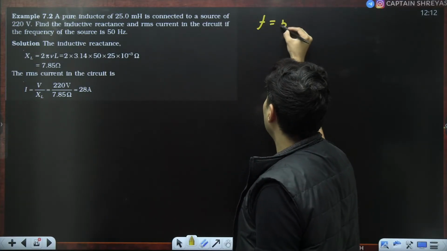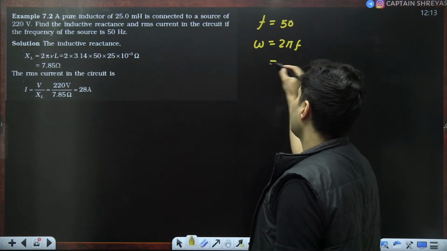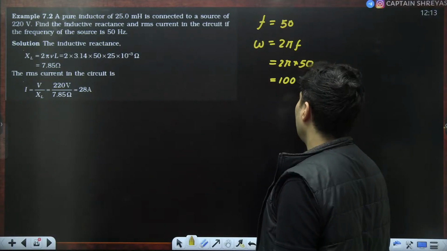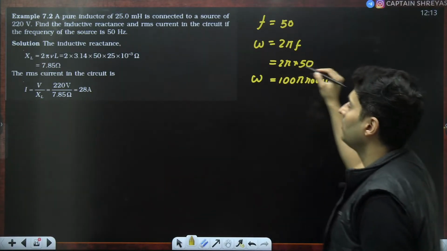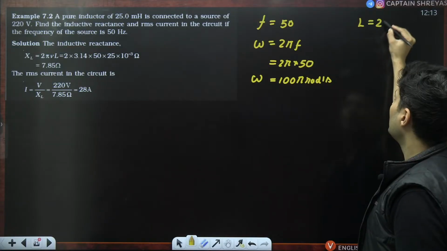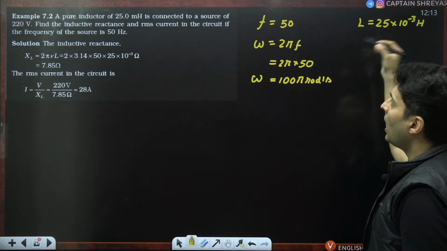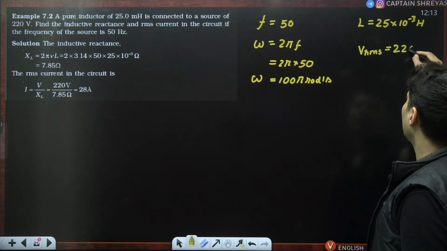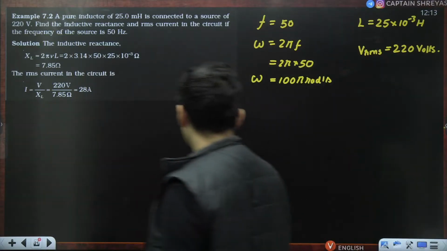Frequency is 50. Omega will be 2 pi f, which is 2 pi multiplied by 50, which is 100 pi radian per second. That is first of all given information. Inductance is 25 into 10 to the power minus 3 henry. The RMS value of the voltage is given to be 220 volts. Okay, all these are given information.